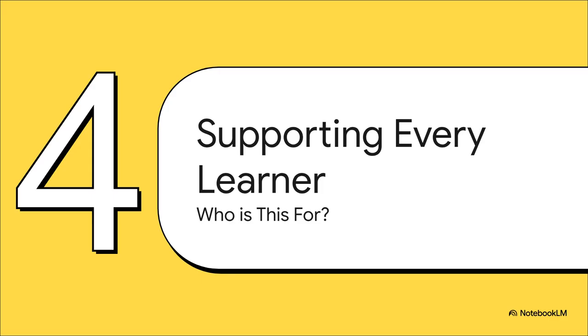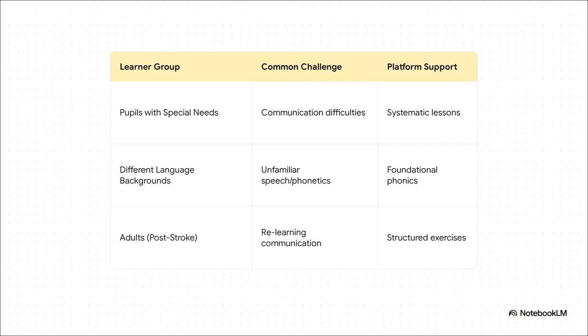Okay, so the content is obviously very robust, but let's get a little more specific. Which of our students are going to benefit the most from this kind of approach? Well, this table really breaks it down nicely. For our pupils with special needs, say those with Down syndrome or on the autism spectrum, the systematic, predictable lessons provide that structure they really need. For students from different language backgrounds, the foundational phonics and the clear visual aids can be a game changer.